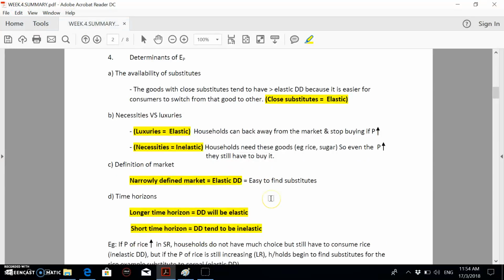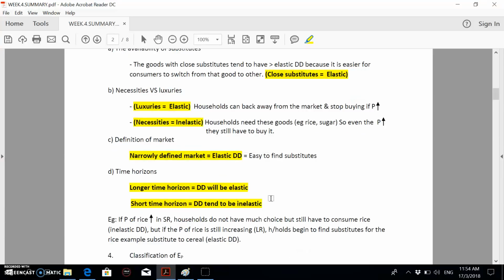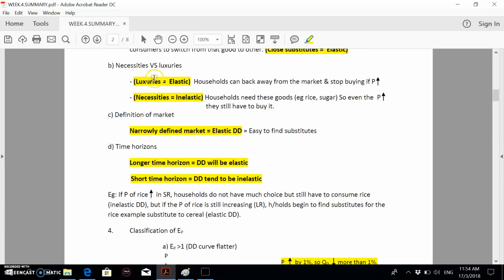The second determinant is necessities versus luxuries. If the product is a luxury, it means that demand is elastic. Why? Because as a rational consumer or rational household, you have the option to back away from the market, and decide not to buy the good or service because it's a luxury. It's actually wants instead of needs, keinginan berbanding dengan keperluan.